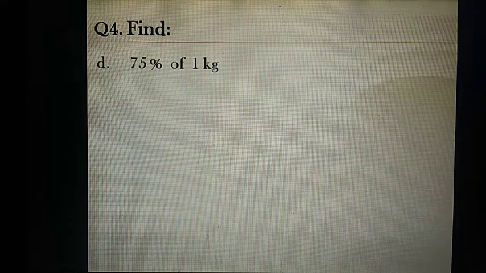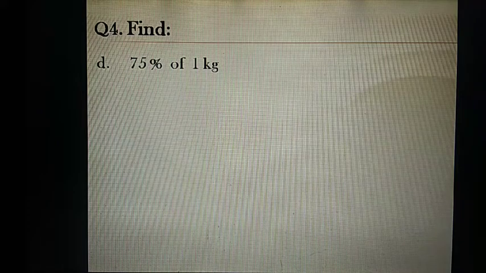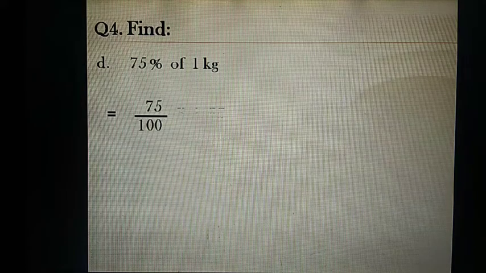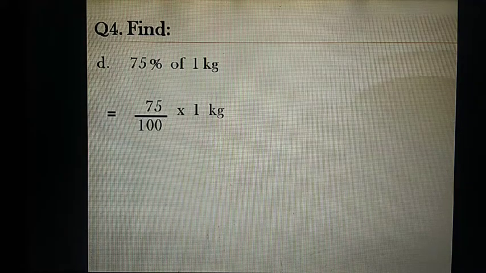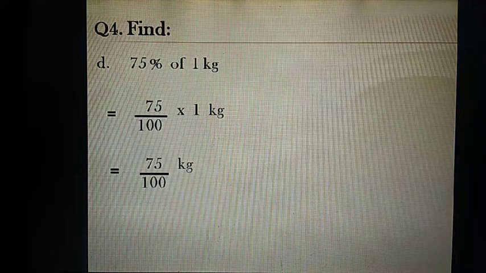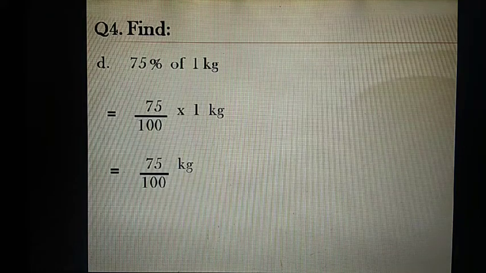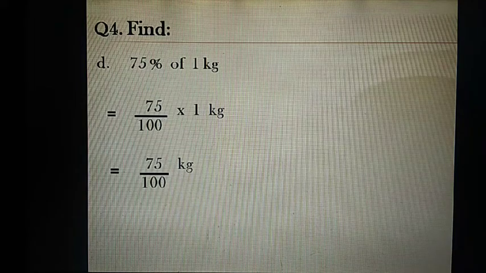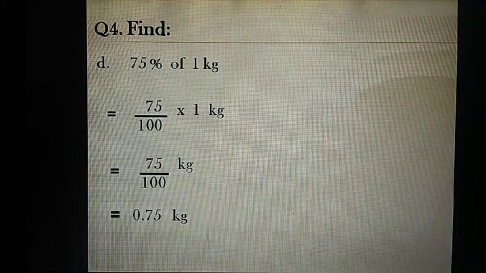75% of 1 kg. In the first one, I am using it as it is. So 75% means 75 upon 100. Of 1 kg means into 1 kg. Finally, you will have 75 upon 100 kg. Without performing any cancellation, as there are two zeros in the denominator, we will shift the point 2 places left and you will get the answer as 0.75 kg.